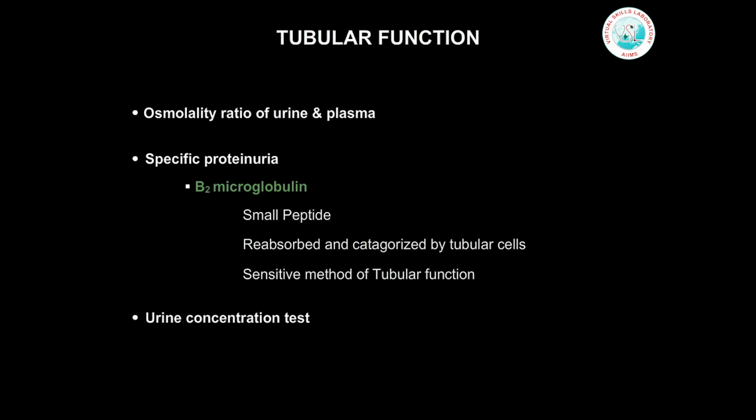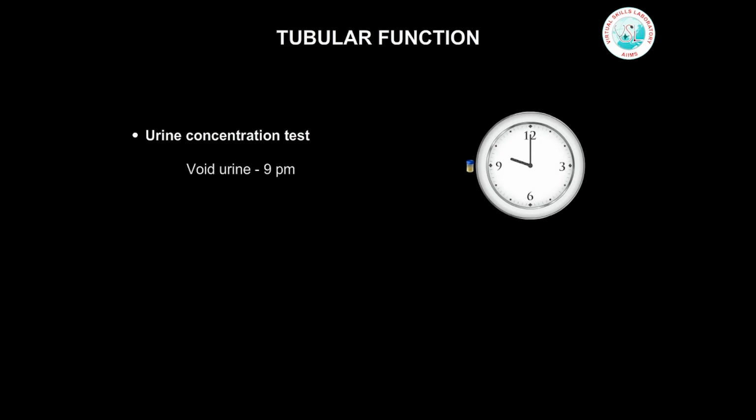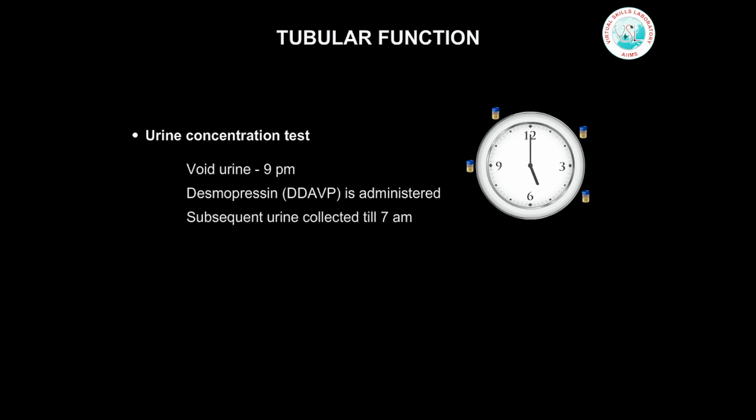The third thing is the urine concentration test. In this, the patient is asked to void urine completely at 9 p.m. Desmopressin is administered in the form of a nasal spray and subsequent urine is collected till morning 7 a.m. Urine osmolality is tested in this sample and the value should be more than 950 milliosmoles per kg of urine.